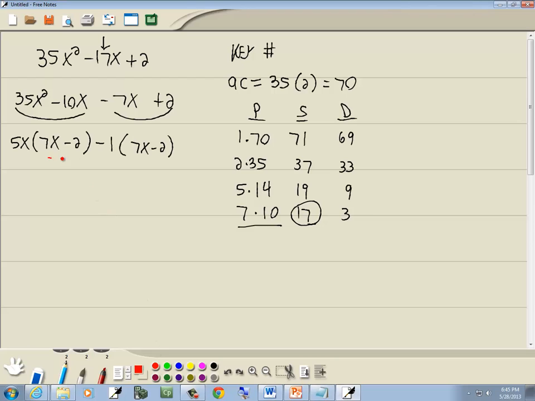Again, our goal is to get these parentheses the same, which they are. So I can factor the 7x minus 2 out in front. And to see what goes in your second set of parentheses, you can cross out those 7x minus 2's, and what isn't crossed out is what goes in here. So this becomes 5x minus 1. And that's our answer.